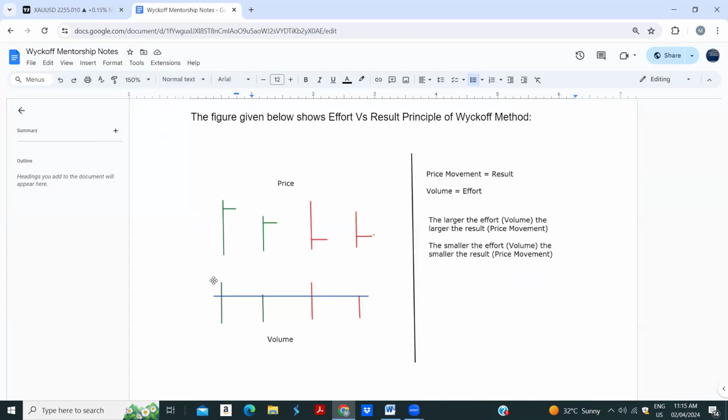Here is the volume and here is the price demonstration. The law of effort versus result suggests that the larger the volume or the larger the effort, the larger the price movement or the larger the results. Price movement equals result, volume equals effort. If the volume is small, then the price movement will also be small. If the volume is huge, then the price movement will also be huge. So remember that, okay?